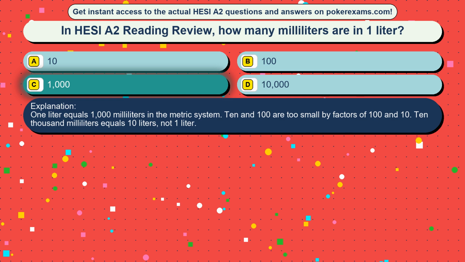1 liter equals 1000 milliliters in the metric system. 10 and 100 are too small by factors of 100 and 10. 10,000 milliliters equals 10 liters, not 1 liter.